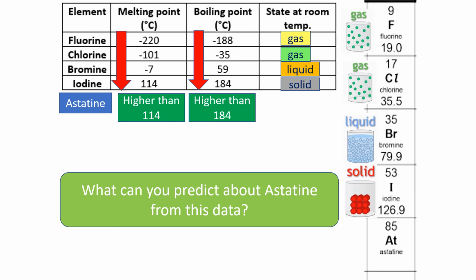What about state at room temperature? Well, we said it went from gas to liquid to solid, and hopefully you'd recognise it's likely that astatine would be a solid at room temperature following that pattern along. And that is trends, and it is predicting trends using the trend you already have in the halogens.